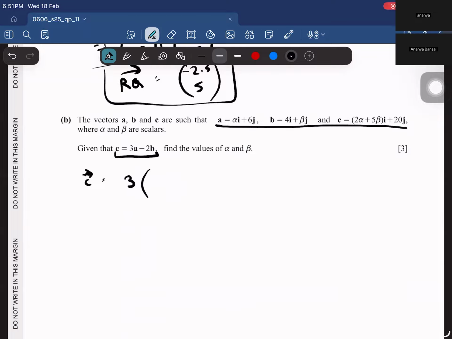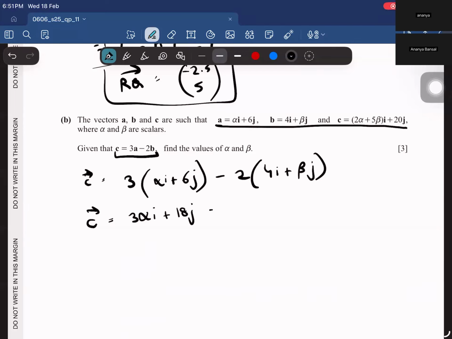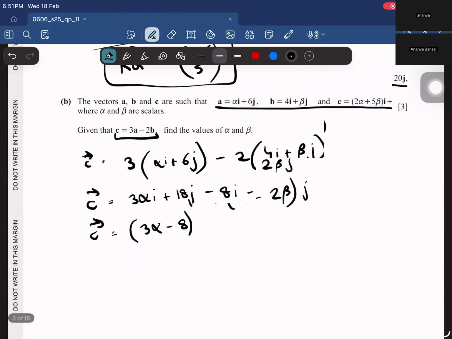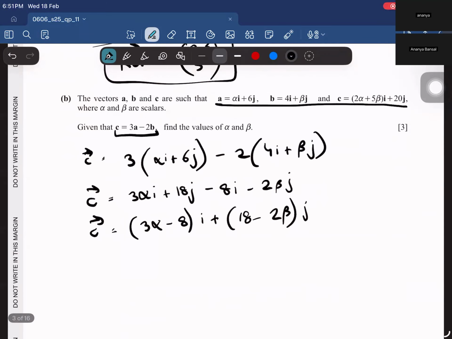So 3 times the vector A is 3 alpha i plus 18j, minus 2 times the vector B, which is 4i plus beta j. So vector C equals 3 alpha i plus 18j minus 8i minus 2 beta j. Rewriting this would give me (3 alpha minus 8)i plus (18 minus 2 beta)j. If you notice, we now have an equation in the form of i and j similar to the one that's given in the question over here.